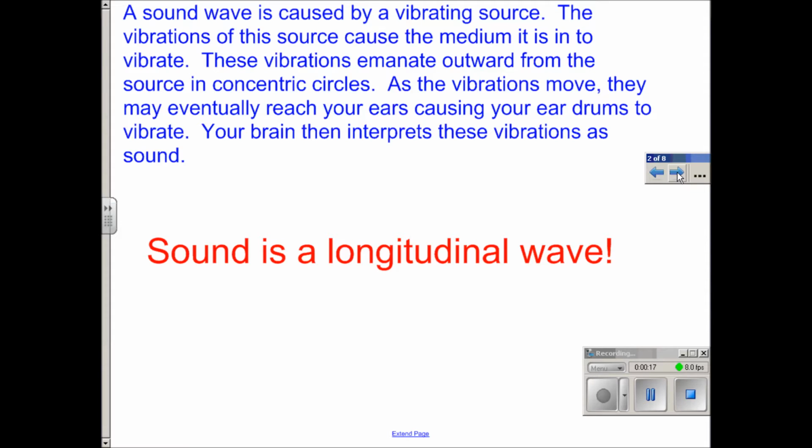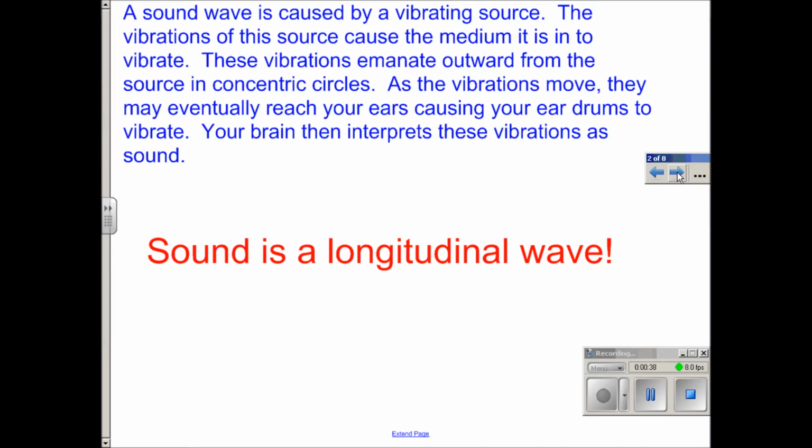A sound wave is caused by a vibrating source. The idea is the vibrations from the source are going to cause the medium, the particles of the medium that it's in, to vibrate. Those vibrations are going to emanate outward from the source in concentric circles, similar to if you dropped a rock into a pond, you would see the ripples spreading outwards in circles.